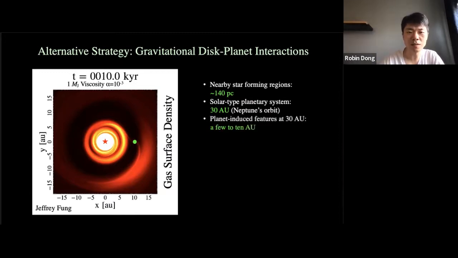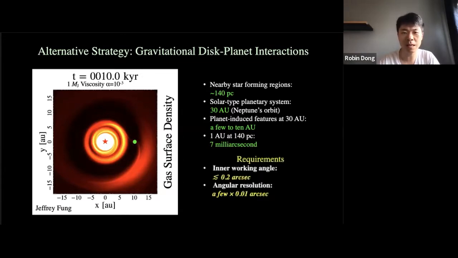The size of planet-induced structures is usually a fraction of the orbital radius of the planet. So for a planet at 30 AU, we're talking about a few to 10 AU, give or take. And finally, 1 AU at 140 parsec is 7 milliarcsecond. So putting everything together, we find that in order to detect planet formation signatures in a nearby disk on solar system scale, we need to satisfy two conditions.